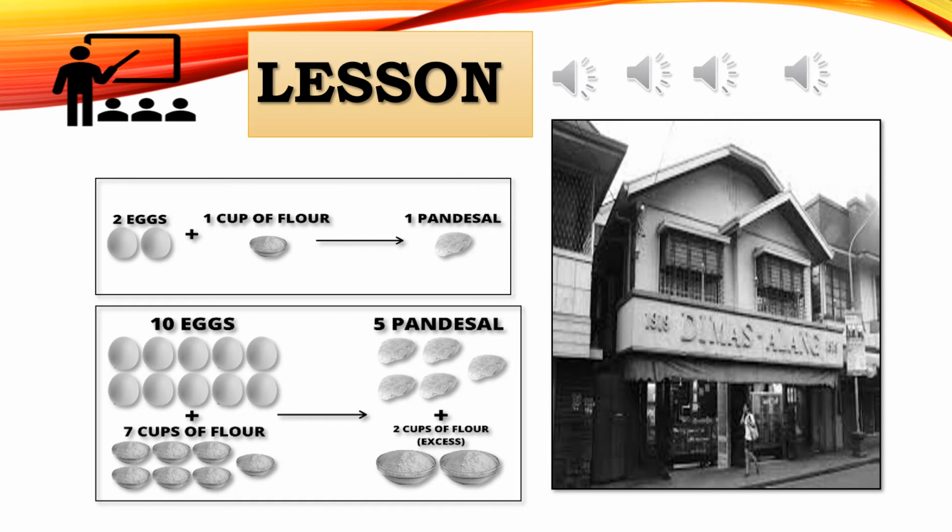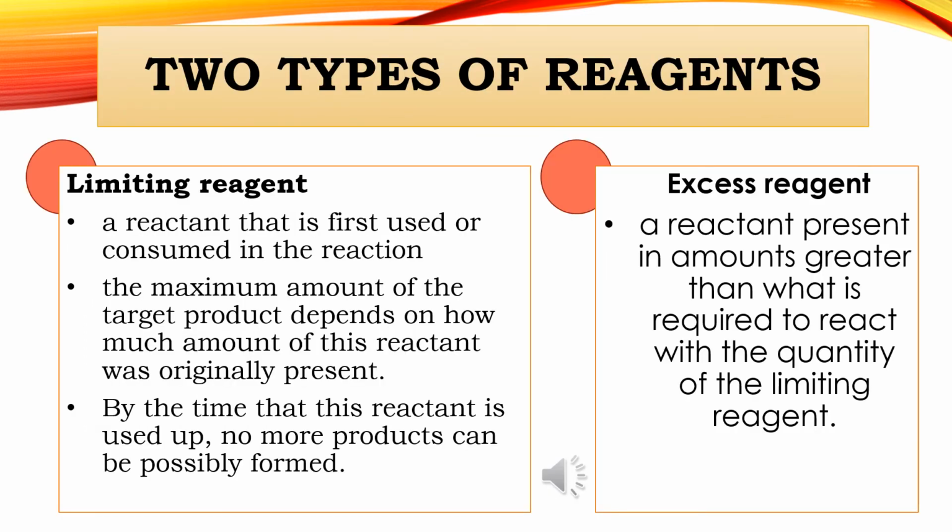There is an excess of 2 cups of flour, therefore flour is the excess reagent and egg is the limiting reagent. So what then is a limiting reagent and what is an excess reagent? Limiting reagent refers to a reactant that is first used up or consumed in the reaction, since the maximum amount of the target product depends on how much amount of this reactant was originally present. By the time that this reactant is used up, no more products can be possibly formed.